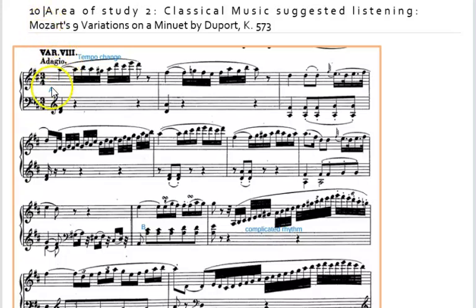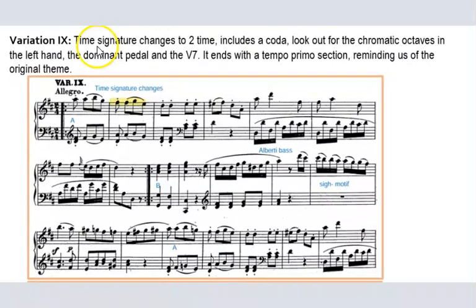Variation 8 is the slow one. You can see that it is the only slow one. We have quite a complicated rhythm here. And the texture is quite thin, still homophonic, and we see embellishments there, and this is the slow one of the variations.